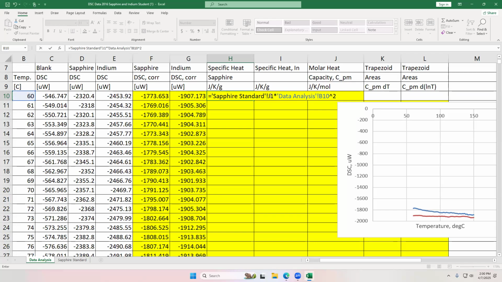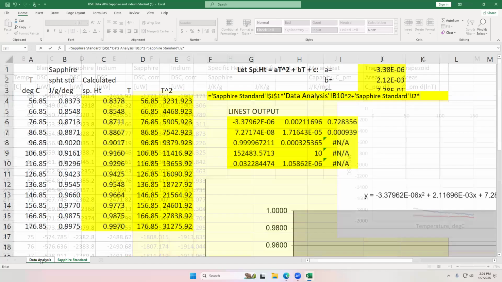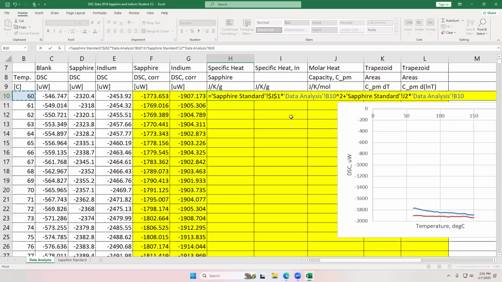But this J1, what should I do with it? If I want to copy that, I don't want that to change, right? So I'm going to put F4 there, $J$1. Okay, B10, when I copy it, I want it to change to B11, B12, and so on, so that's fine. So J1 times B10 squared plus, and then I go to the sapphire standard sheet B right here, which is J2, times, go back to the data analysis sheet, B10 again. And then again, this J2, I don't want it to change when I copy it, so I'm going to put dollar signs on those.